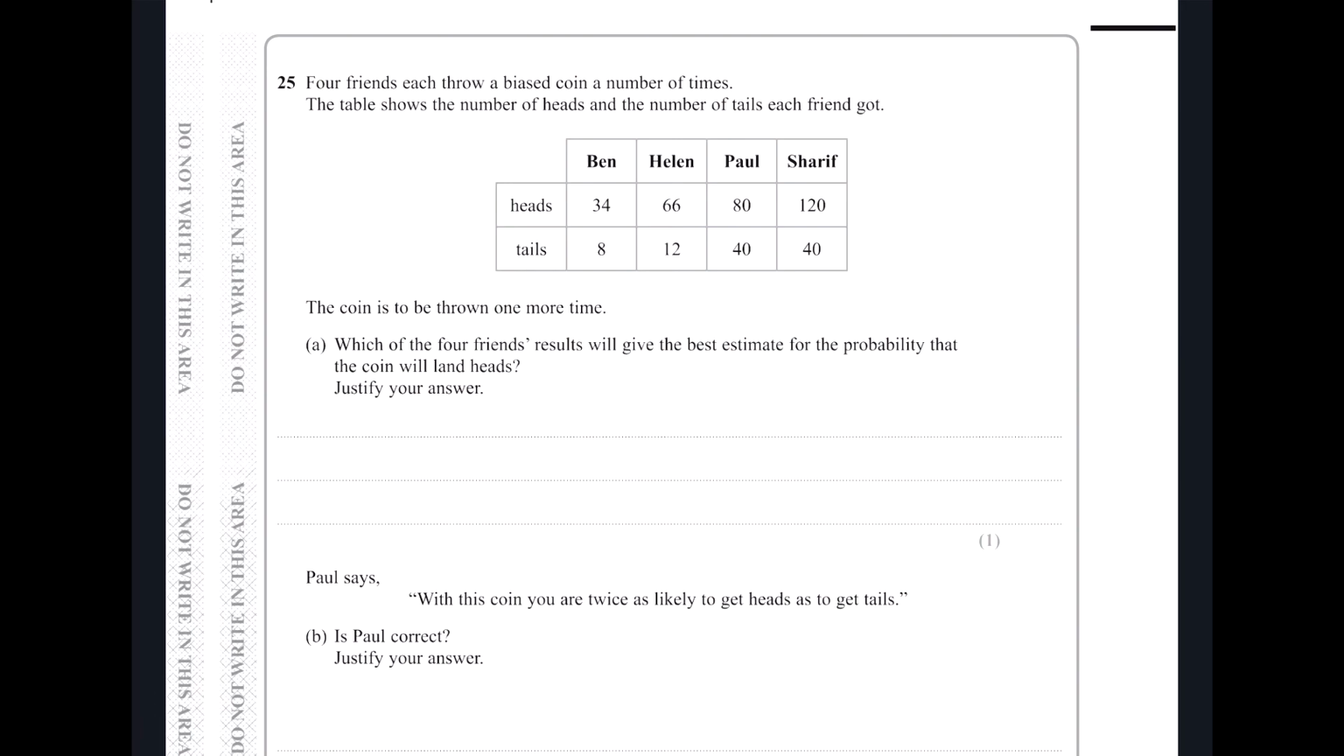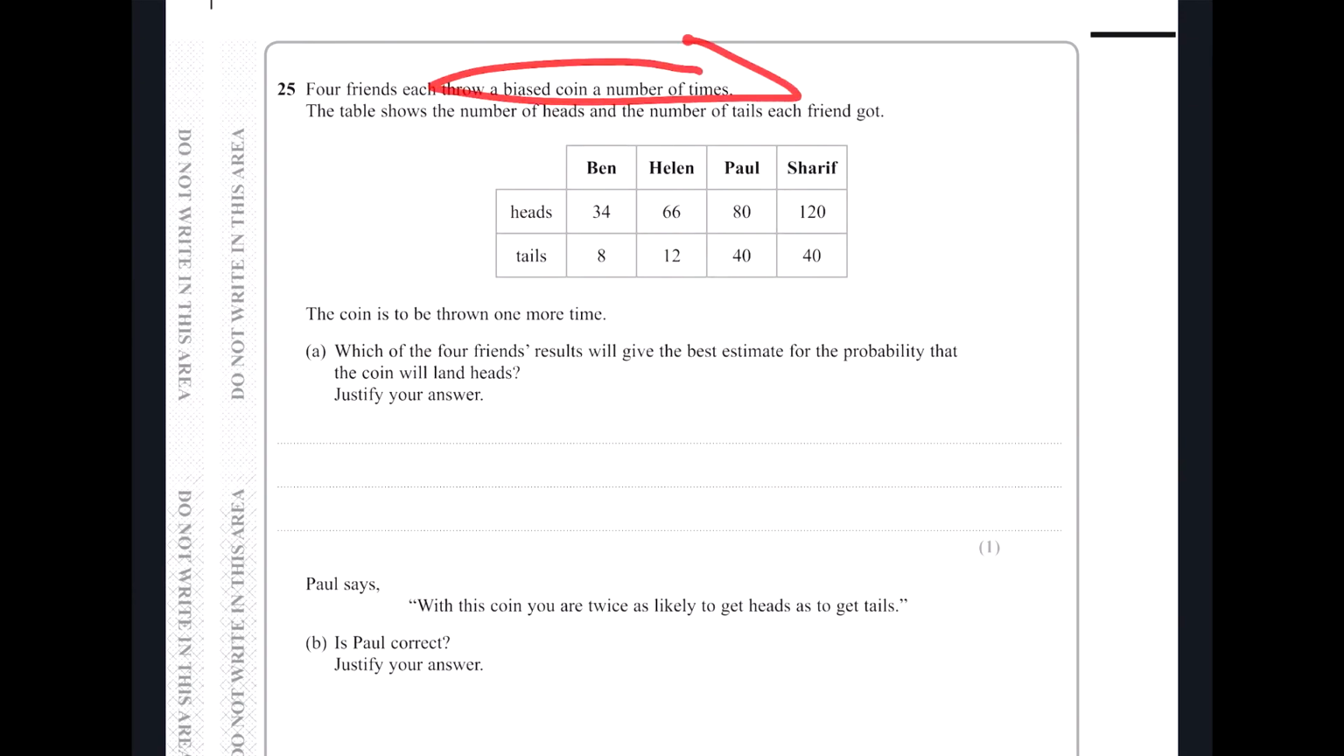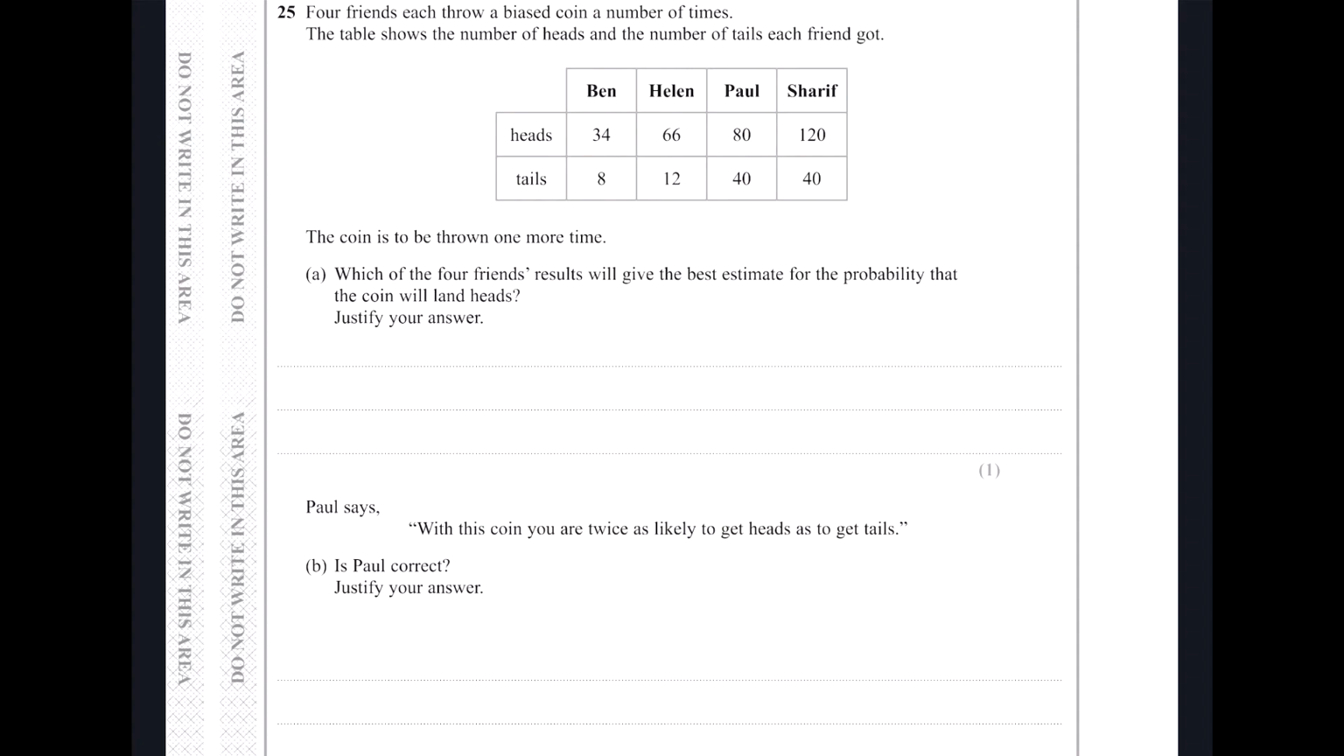Good. Okay, so the next one, we have 4 friends, each throw a biased coin. So again, this is not a fair coin. It's not like a 50-50 chance or whatever. The table shows the number of heads and tails each person got. The coin is to be thrown more than 1 time, so multiple times. So Ben got 34 heads and 8 tails. And then these people got what they got. It says which of the 4 friends' results will give the best estimate for the probability that the coin will land on heads.